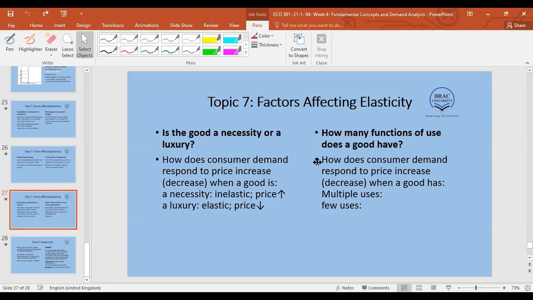Finally, for the good that you want to market, how many uses does that good have? Does it have multiple uses? Then your demand will respond in one way. Does it have only specific uses? Your demand will respond in another way.